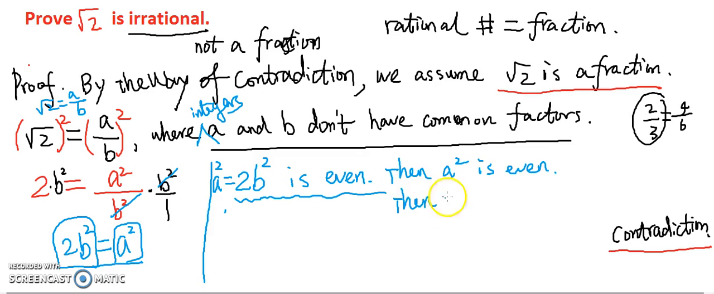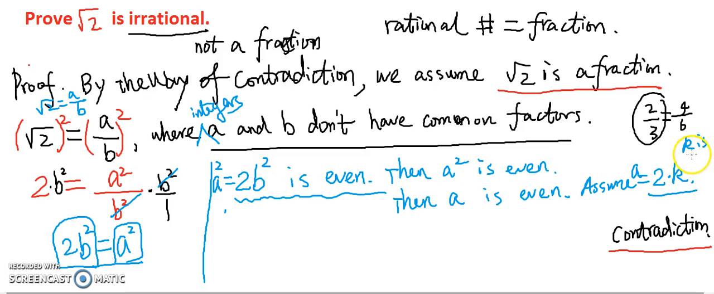I mean, this is something we can prove, but we will skip that. So a is even. If a is even, we can assume a equals 2 times an integer. So how do we describe an even number using an algebraic expression? Any even number is always a multiple of 2, so we can assume a as 2k. Of course k here is also an integer.